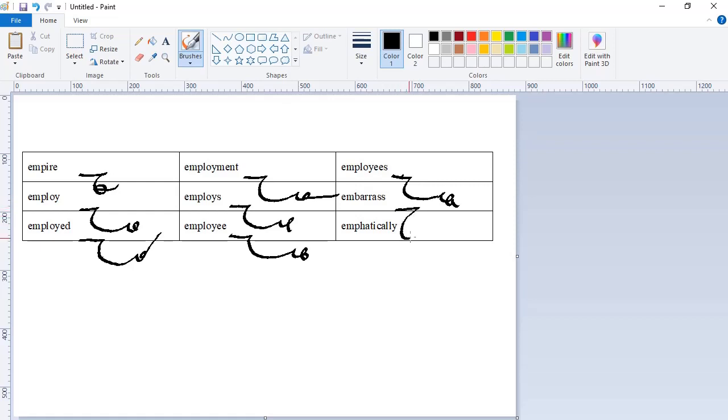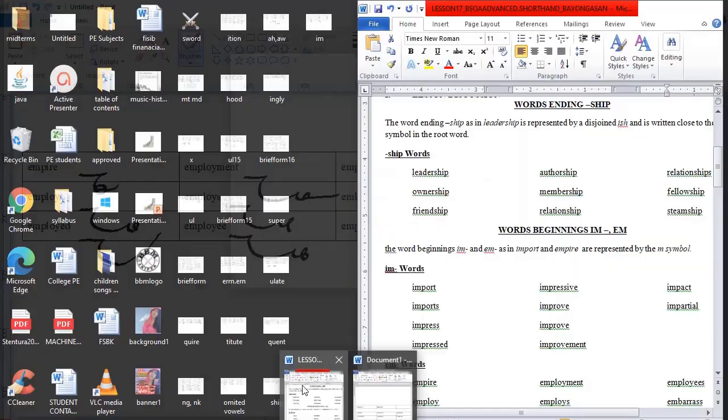So we have M, and then ba, and then ras, embarrass. Next, empathetically. So we have yung M, and then yung ating fa, fat, ical, li. So empathetically. Okay? So, those are our M words. Pero, meron na naman tayong tinatawag dito na exemption to the rule.